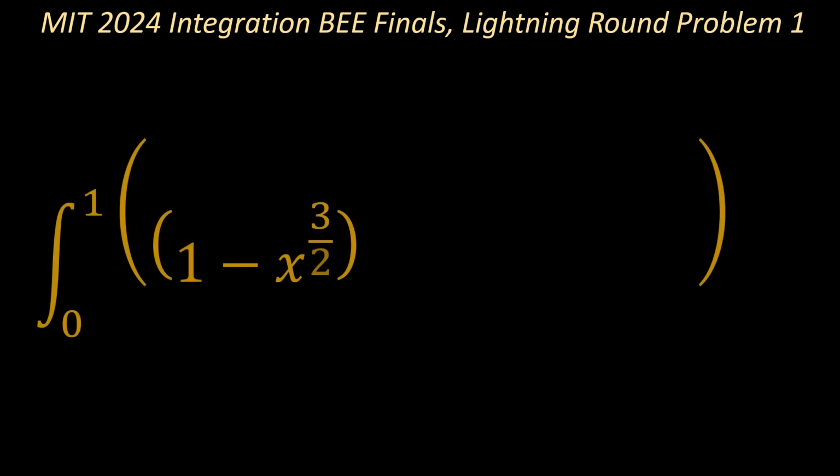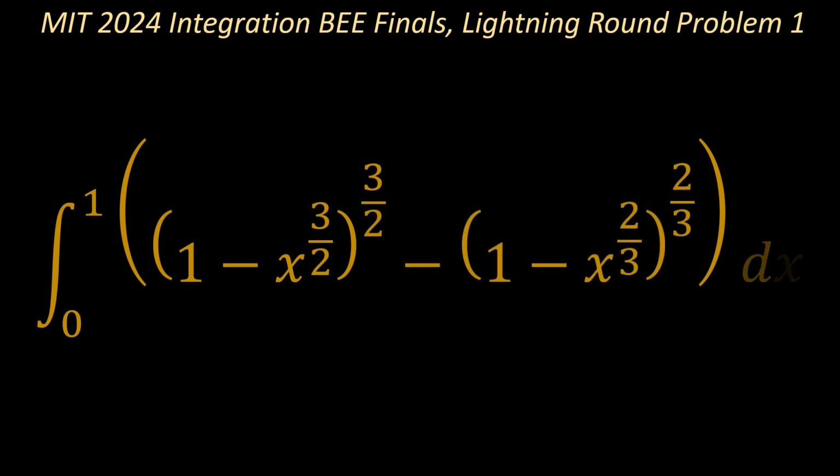On to the lightning round, problem number 1 of the MIT 2024 integration B finals: the integration from x equals 0 to x equals 1 of this giant bracket, open brackets again, 1 minus x to the power 3 over 2, close bracket to the power 3 over 2, minus, open another bracket, 1 minus x to the power 2 over 3 to the power 2 over 3. So these powers on the second bracket are similar to what you have on the first bracket but flipped.